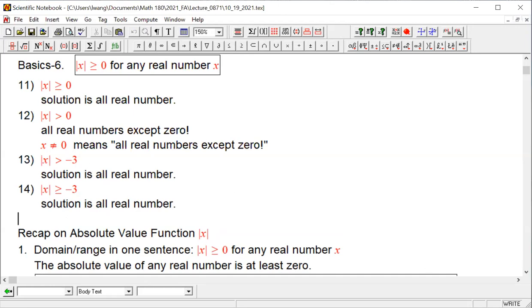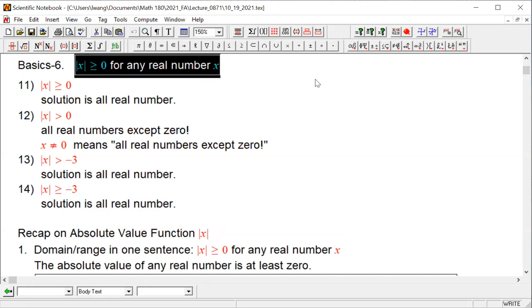Okay. Isn't this sentence powerful? If you understand it. Follow me?